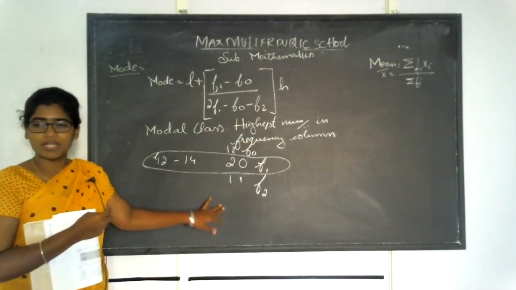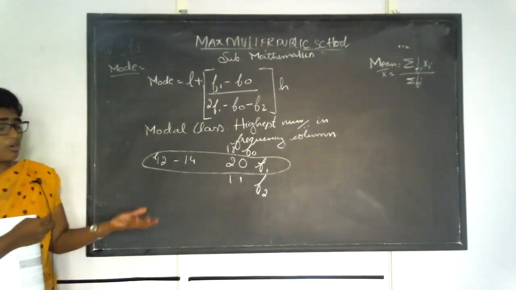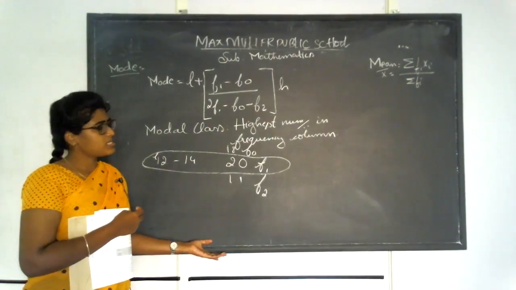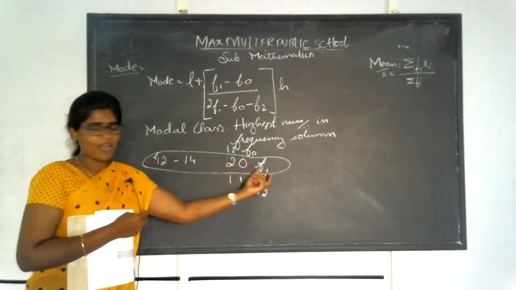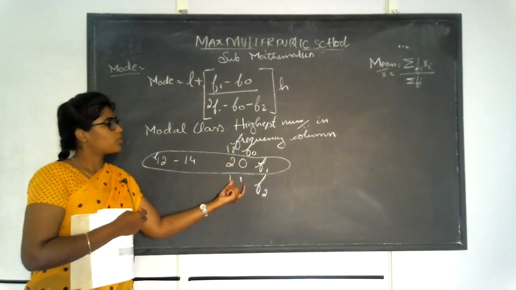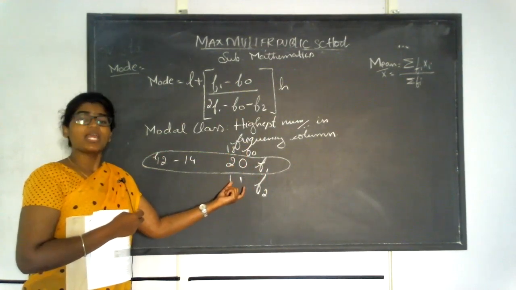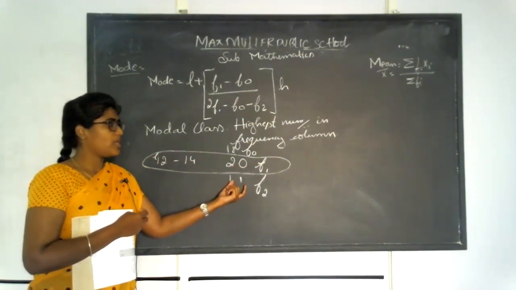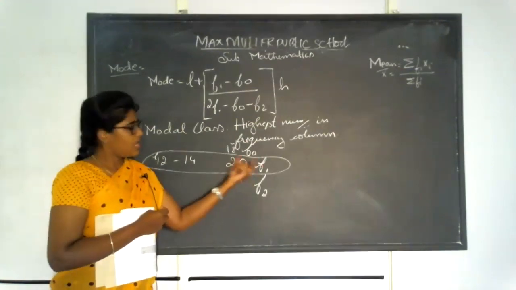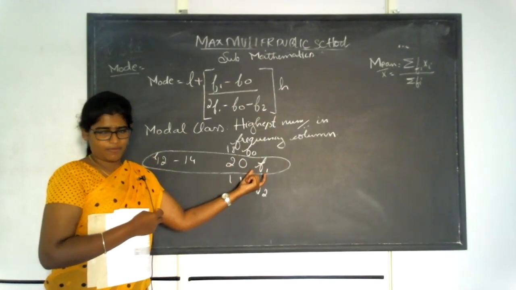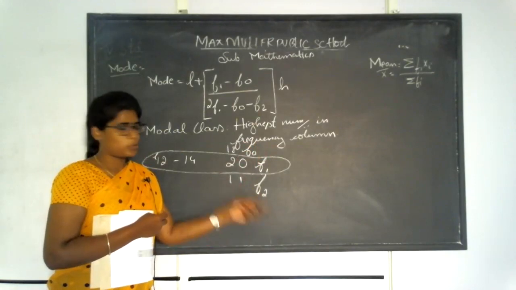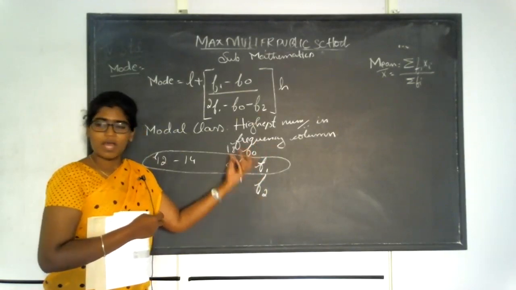Now, if you cannot remember preceding and succeeding, it is okay. You know how to take the modal class: you take the class with the highest frequency, which is 20. Then you name it F1. The one above you name F0, and the one below you name F2. So F0, F1, F2 are the frequencies you are going to use in your formula.